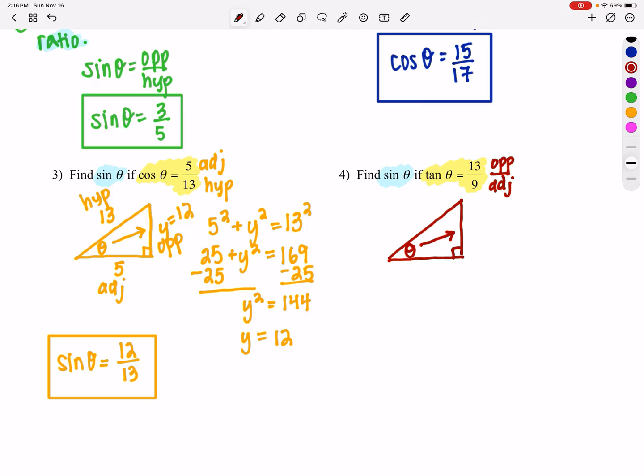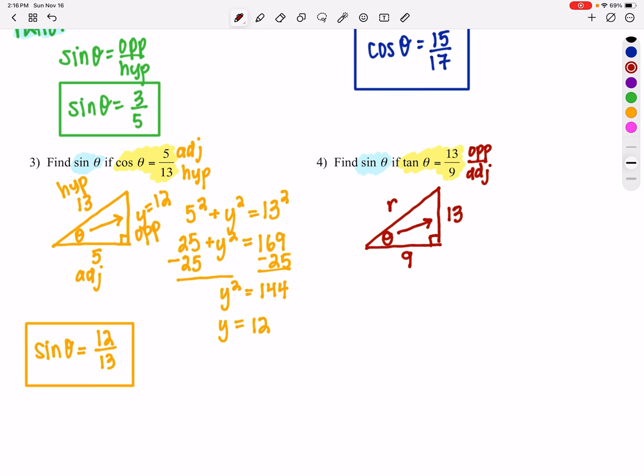We'll draw an arrow going to the opposite side, which is 13. The adjacent side is 9. And the hypotenuse we will call r. So we know that 9 squared plus 13 squared is equal to r squared. So 81 plus 169 is equal to r squared.